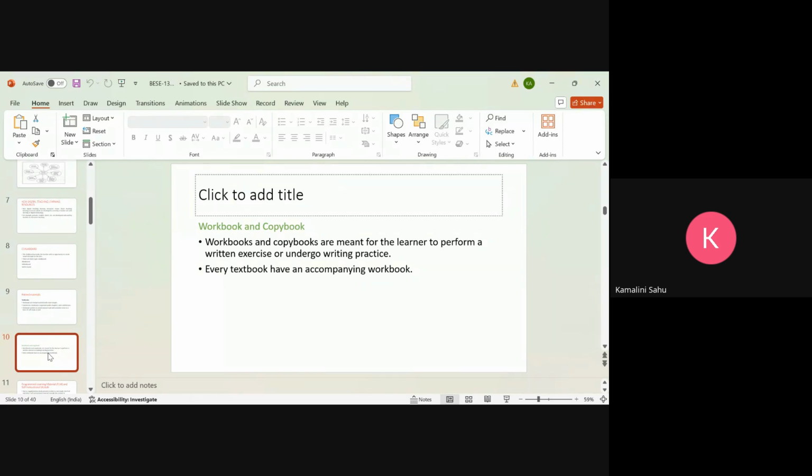Yes, ma'am, it is available. The workbooks are available. If workbooks are available, it is very good. But earlier I think it was not available.